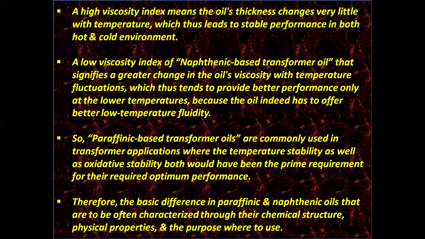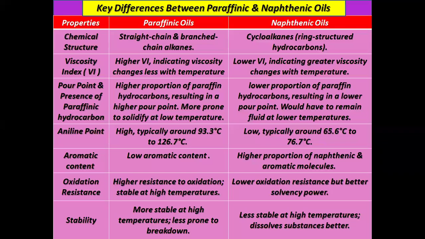Therefore, the basic difference between paraffinic and naphthenic oils is often characterized through their chemical structure, physical properties, and the purpose where to use, that is, the environmental situation you have to consider. Key differences between paraffinic and naphthenic oils. Properties, chemical structure: straight chain and branched chain alkanes in the case of paraffin oils, and cycloalkanes, ring structured hydrocarbons, in naphthenic oils.